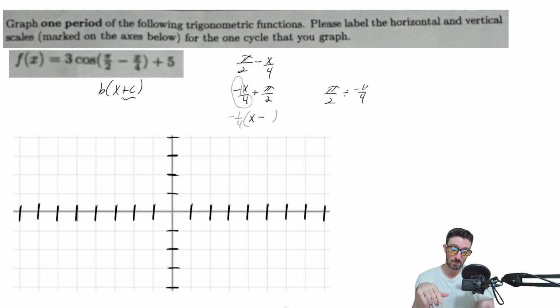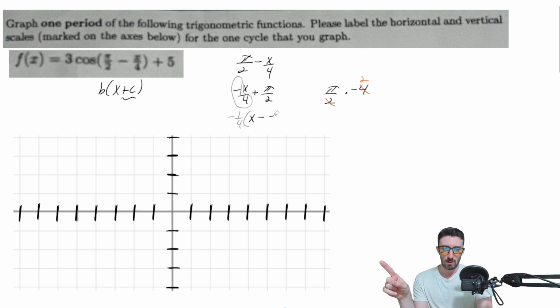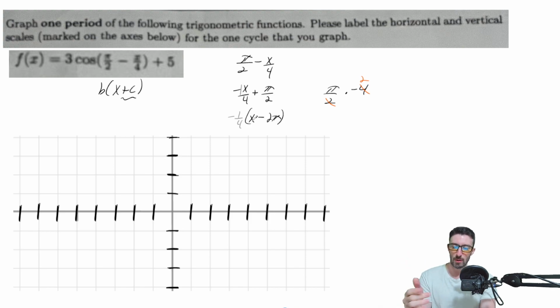Now, if we're dividing by negative 1/4, that's the same thing as multiplying by negative 4. So then we multiply it by negative 4, and 4 divided by 2 is 2. Negative 2 times pi is negative 2 pi. Okay, so yeah, it's going to be x minus 2 pi right there. You can distribute that if you're not sure. Looks like we didn't mess up. We're good. Okay, so now we have it in the form that we like.